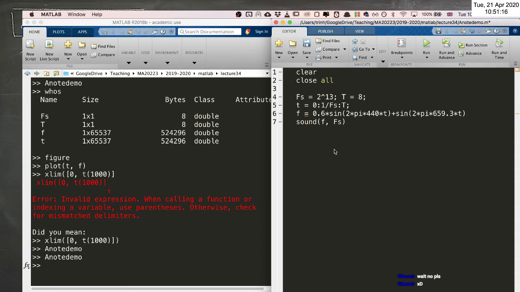659.3 is the frequency of an E note, I think. And we're going to play it only for 5 seconds, because 8 seconds might annoy me a little bit. So let's play that now.